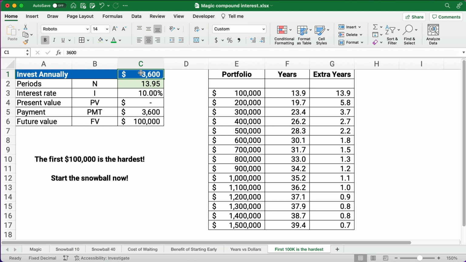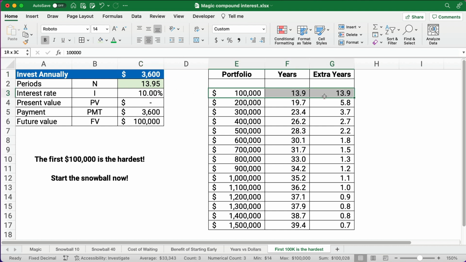All right, here's the idea. The first $100,000 is the hardest to get in your portfolio, but then every other $100,000 is easier and easier and easier. So here's one of the reasons you got to start now. It's like a big snowball. You've seen those cartoons, snowball grows, grows, grows, and finally it knocks over people and buildings and things like that. Well, the first $100,000 is the hardest. So here's the math on it. If I invest $3,600, how long does it take to get to $100,000? It takes about 14 years.